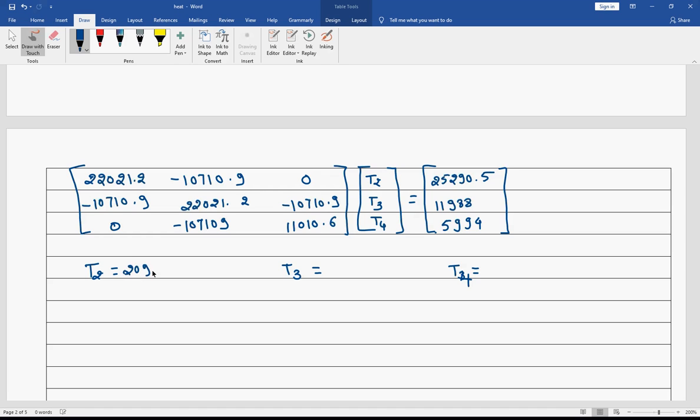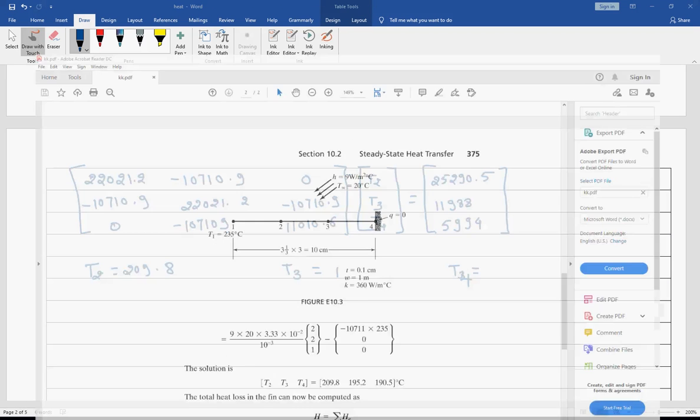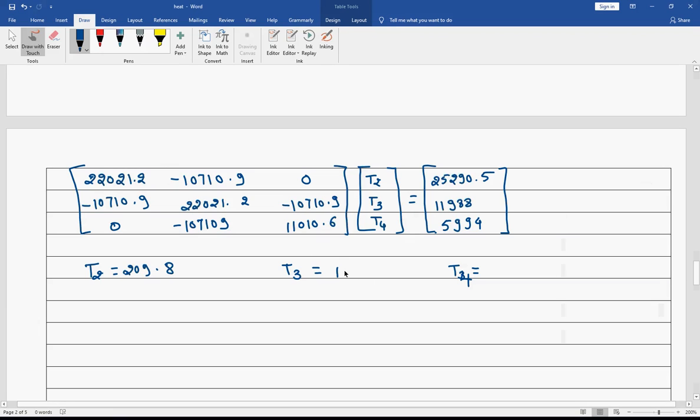So 209.8. I just used one decimal. You have to use more decimals. Okay. So 195.2 and 190.46. Okay. So I hope these are more accurate answers.